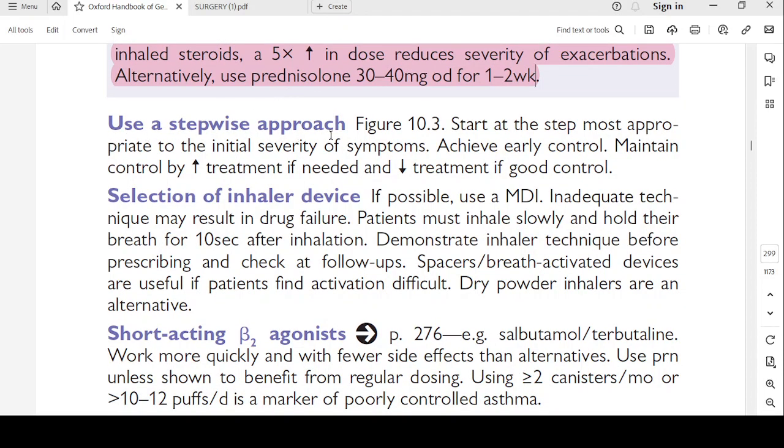Use a stepwise approach. Start at the step most appropriate to the initial severity of symptoms. Achieve early control. Maintain control by increasing treatment if needed and decrease treatment if there is good control.